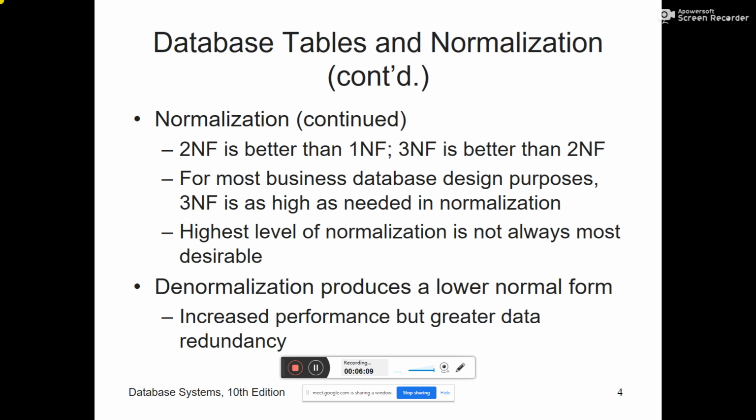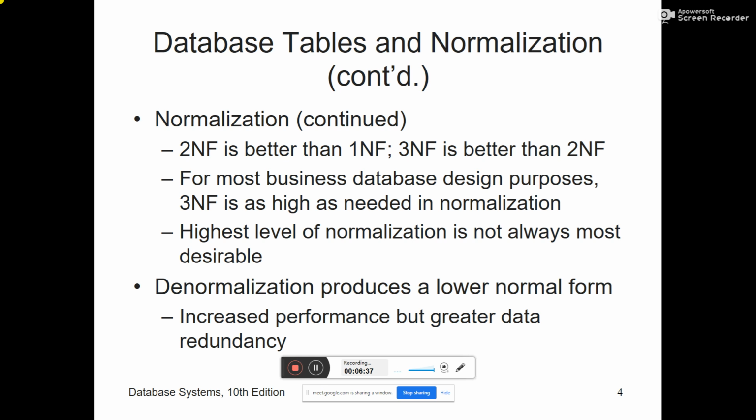Okay. Then denormalization. Denormalization means we have a database in third normal form and we change it to a lower normal form, 2NF. Or we have a 2NF and we change it to 1NF. Sometimes we have to perform this denormalization. Denormalization produces a lower normal form. Okay. And why do we need denormalization?